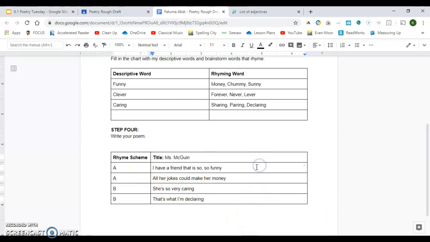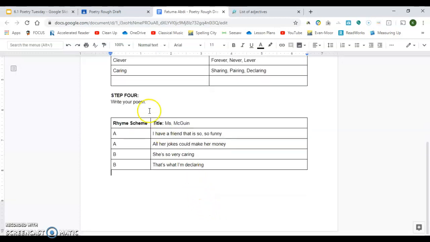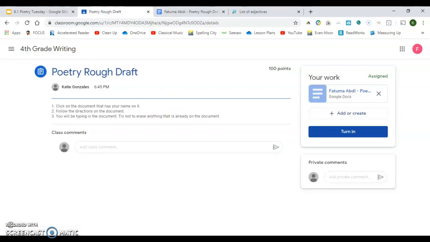All right, so now I've got my rough draft for my poem. I have a friend that is so funny. All her jokes could make her money. She's so very caring. That's what I'm declaring. All right. So that was step 4, and that's my last step. I've got my poem written, ready for Thursday for the next class for me to edit and revise and come up with my final draft.